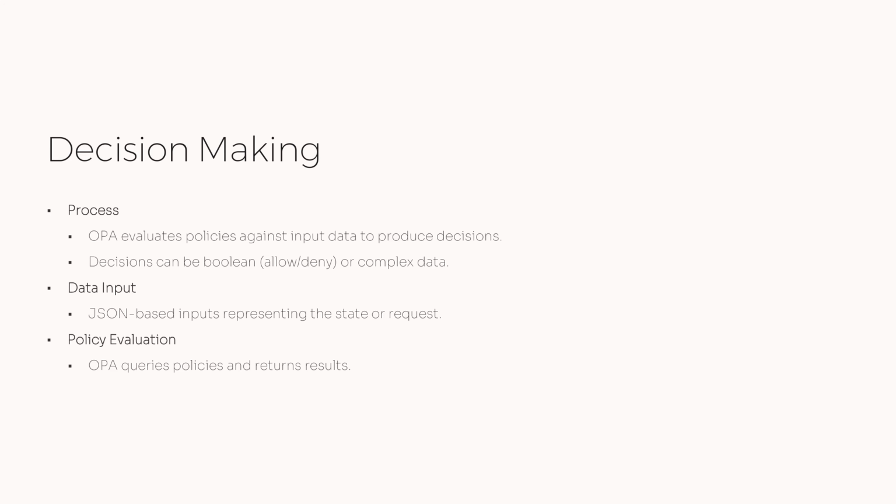These decisions can be straightforward, like Boolean outcomes, such as allow or deny. They can also be more complex, involving detailed and nested data structures, depending on the policy requirements. The key takeaway here is that OPA's evaluation process is flexible and capable of handling simple to complex queries, providing tailored decision-making for a variety of policy enforcement scenarios.